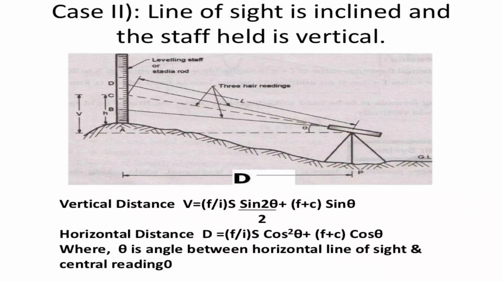Then in the second case, the line of sight is inclined and the staff held is vertical. The vertical distance V is equal to (f/i) S sin 2θ / 2 + (f + c) sin θ, where f/i is the multiplying constant, S is the staff intercept and c is the additive constant. Then the horizontal distance D is equal to (f/i) S cos²θ + (f + c) cos θ, where θ is the angle between the horizontal line of sight and the central reading.